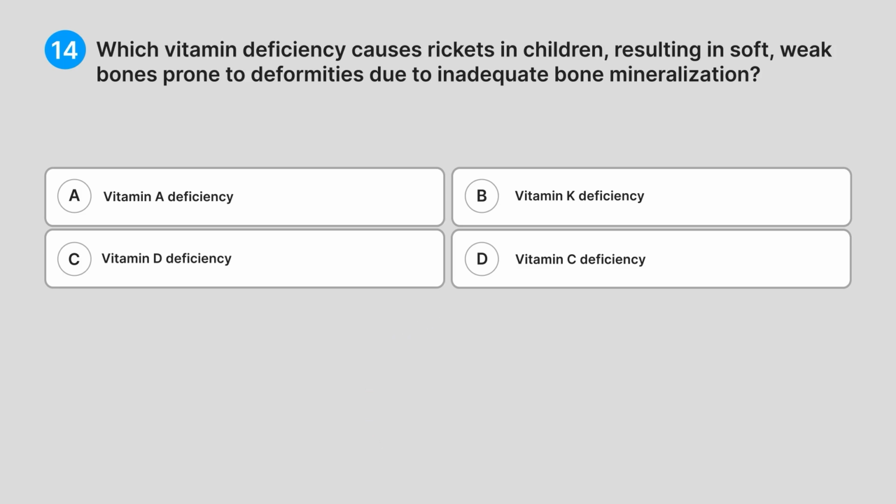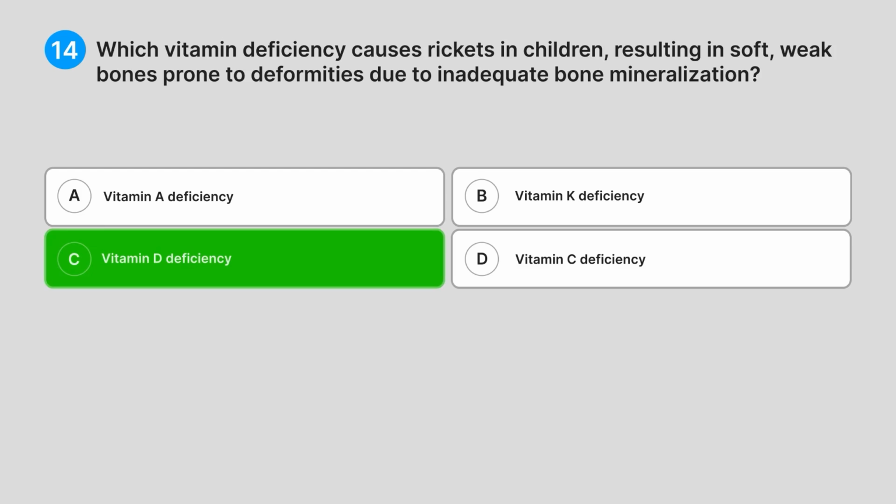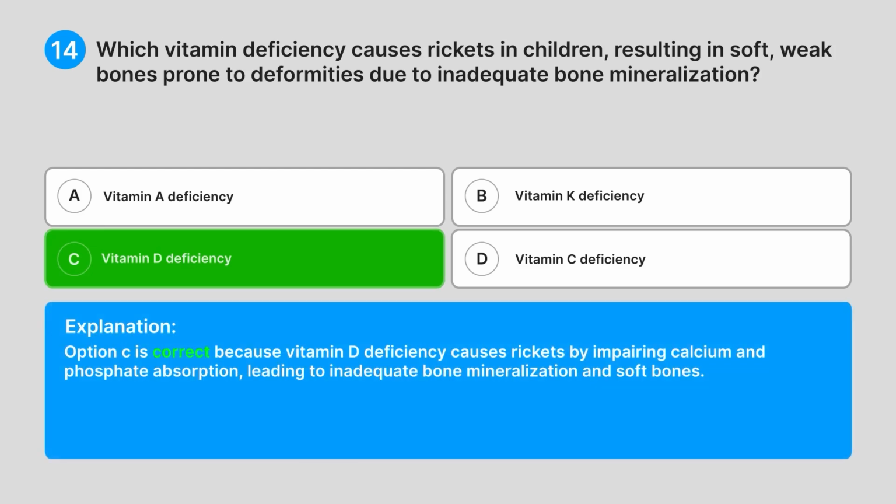Correct answer, C. Vitamin D deficiency. Explanation. Option C is correct because vitamin D deficiency causes rickets by impairing calcium and phosphate absorption, leading to inadequate bone mineralization and soft bones.